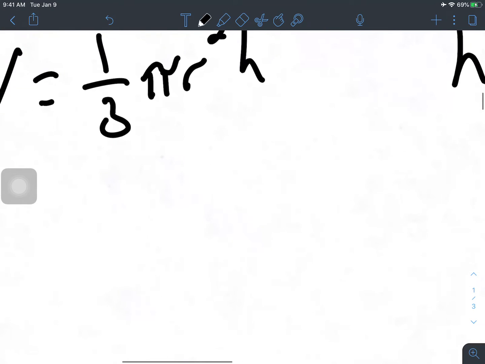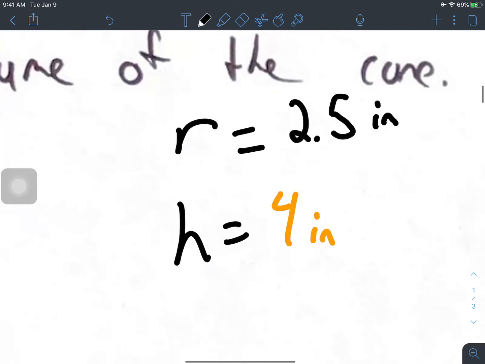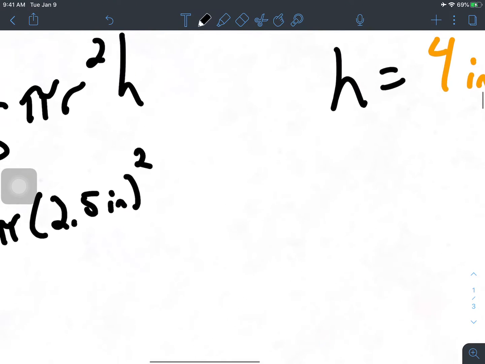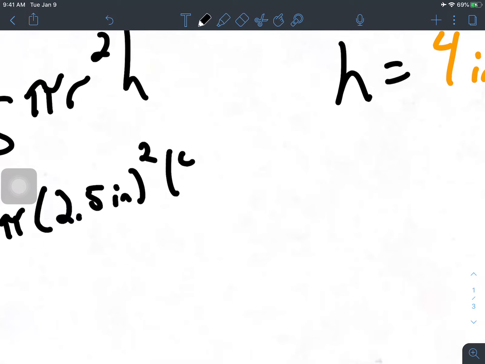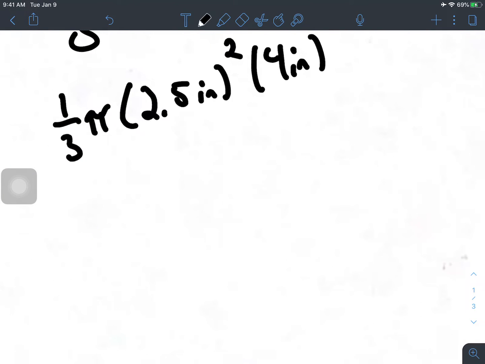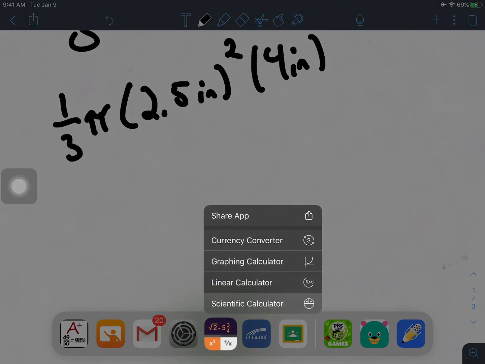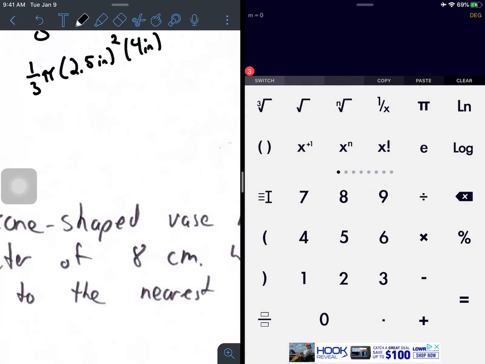So, formula here, I have 1/3 pi r, where r is 2.5 inches. That's from right here. And the height would then be 4 inches. Now, I could use 3.14 here, but regardless, we're going to probably want to use a calculator. So let's open up our calculator app here.